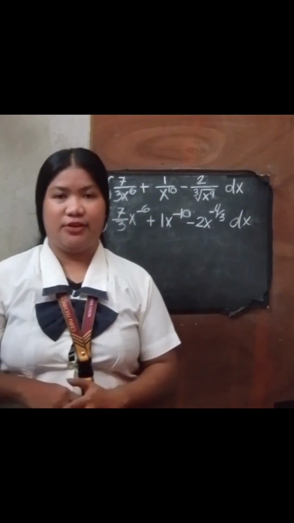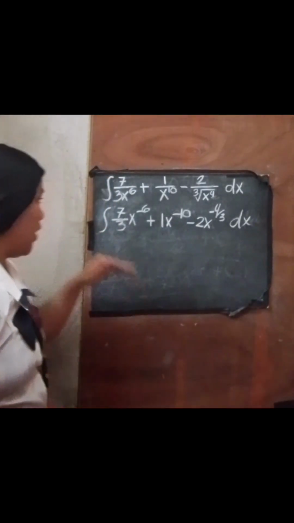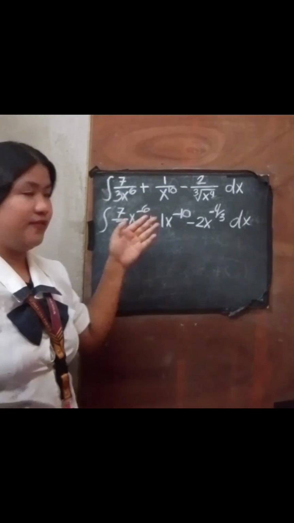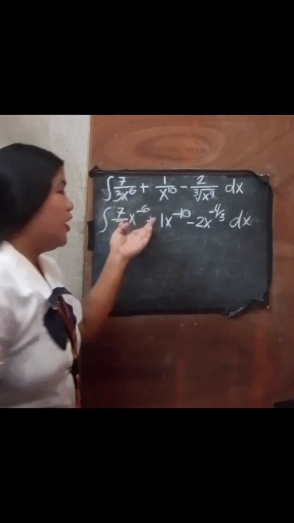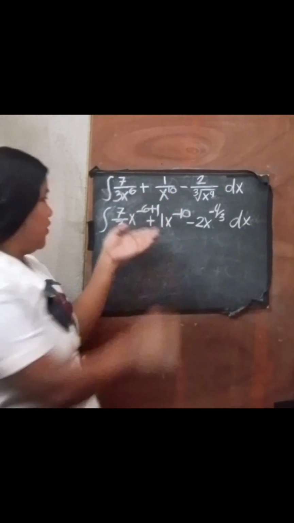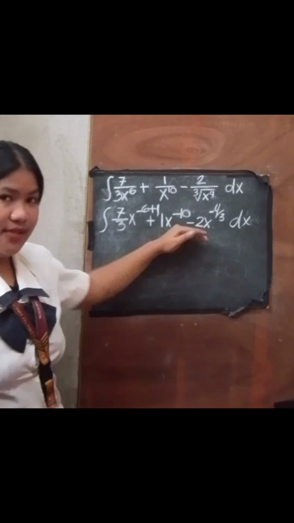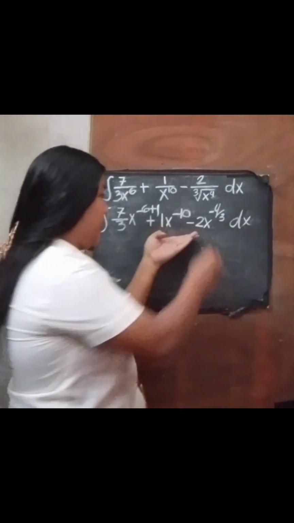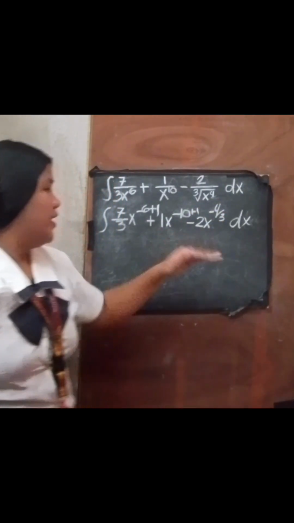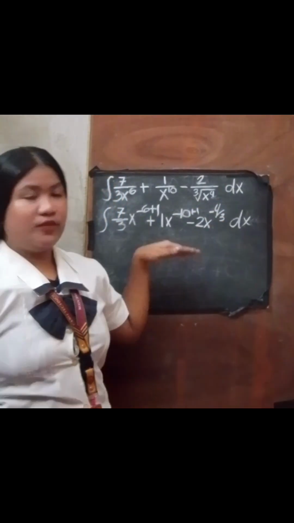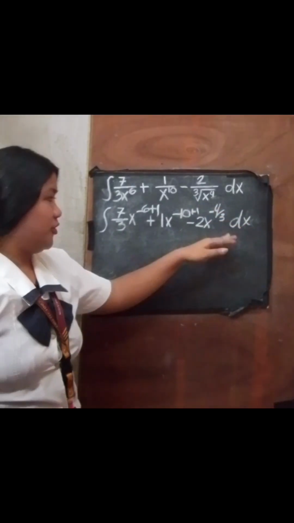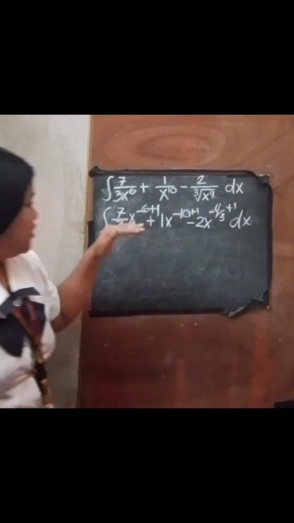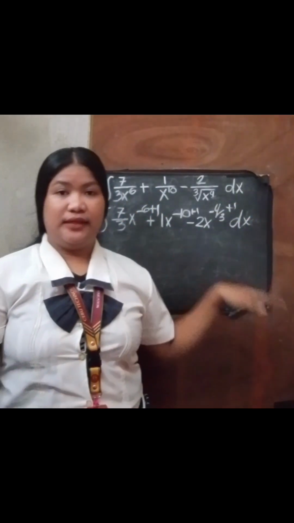What is the power rule for integration? For the exponent, add 1. So for 7 over 3 x raised to negative 6, we add 1 to the negative 6, so negative 6 plus 1. Next, x raised to negative 10, plus 1, negative 10 plus 1. Then in the last term, we have negative 2x raised to negative 4 thirds, plus 1. It's 1. Now let's solve them.